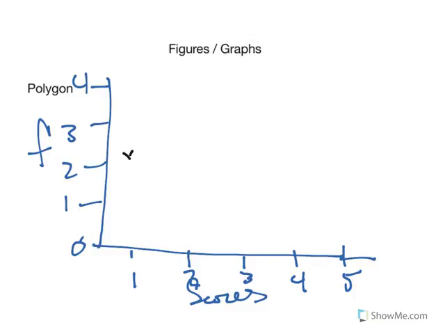So let's say that 2 people got a 1, 1 person got a 2, let's say 4 people got 3s, 4 people got 4s, and 4 people got 5s. This was a bigger class than the other class. What you'll do then is you'll just connect them.